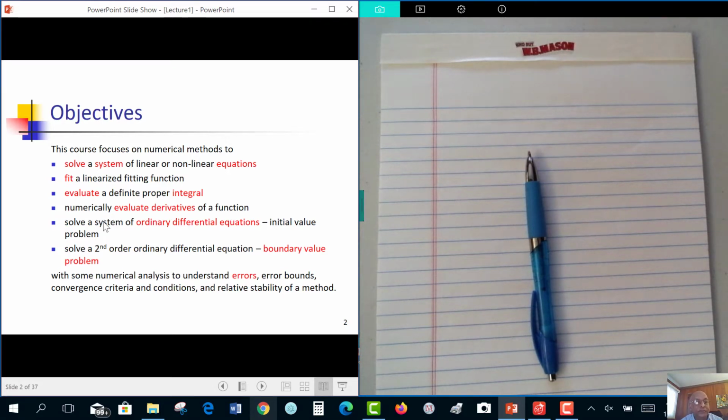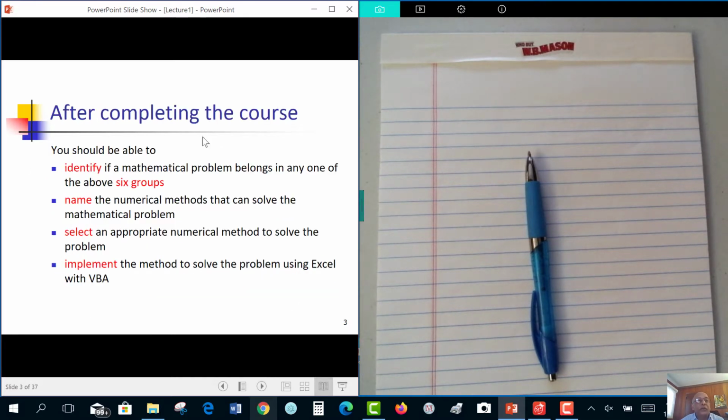We will also learn some numerical analysis to understand errors, error bounds, convergence properties of a method, and relative stability of a method.